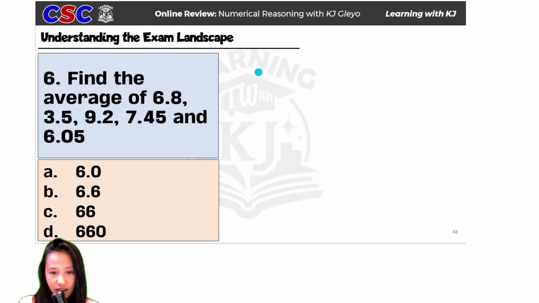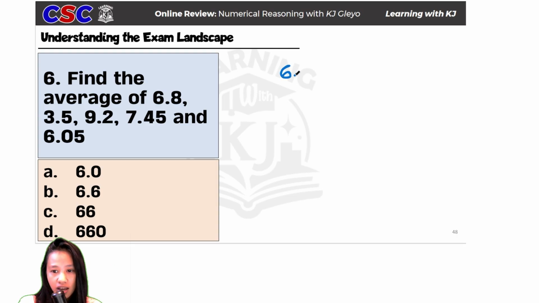Sabi dito, find the average of 6.8, 3.5, 9.2, 7.45, and 6.05. We do have choices here, and they're parang magkakalapit or similar. But how do you solve this in a shorter amount of time? For me kasi, for some people, they add them isa-isa. Pero dun sa mga hindi pa sanay or walang masyadong solid na background in arithmetic, they might get confused.